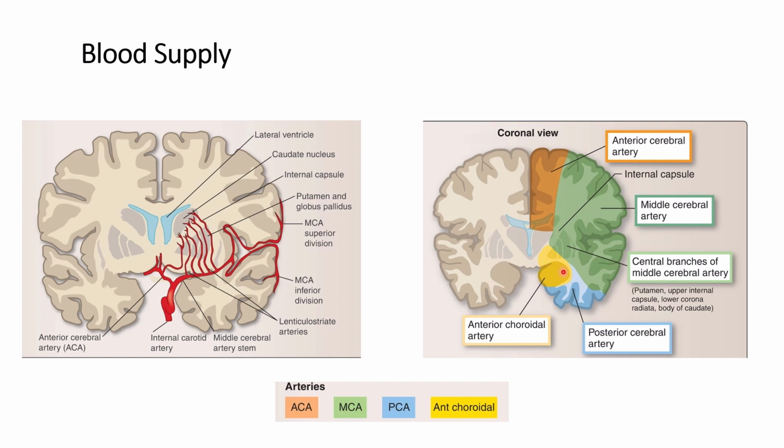And in this image, you can see again the anterior cerebral is located medially, the middle cerebral is more lateral, and the posterior cerebral supplies the lower part of the brain. And there is another one here, the anterior choroidal artery. The internal capsule is here, the globus pallidus is here, and the amygdala is around this area.